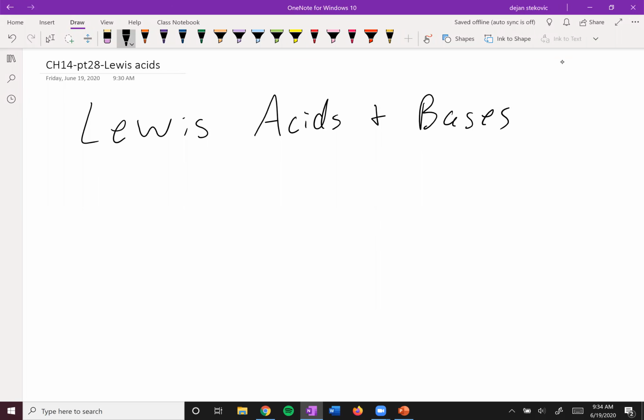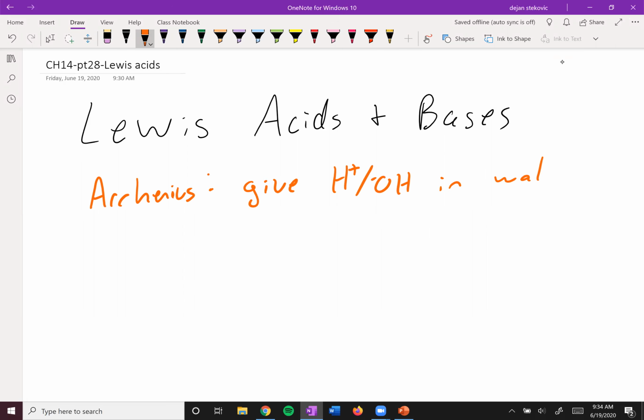All right, so last topic to cover for this chapter is Lewis acids and bases. So let's go back through and look at some of our previous definitions of acids and bases. So we had the Arrhenius definition, and this one was give H plus or OH minus in water. So that was specific to only water, right?